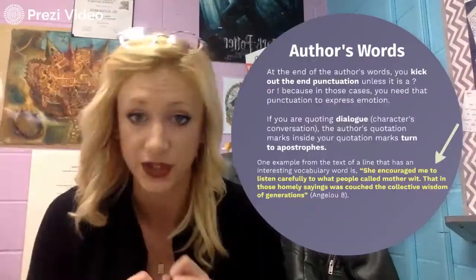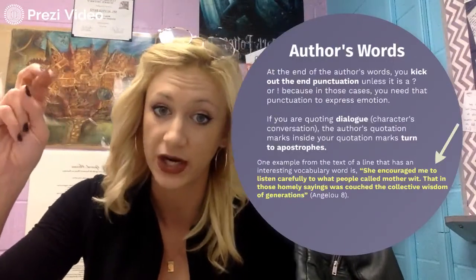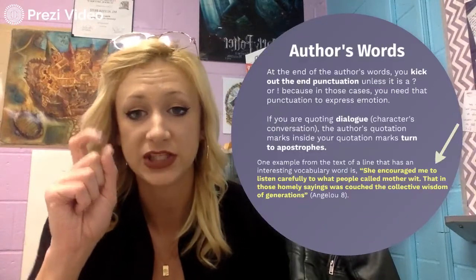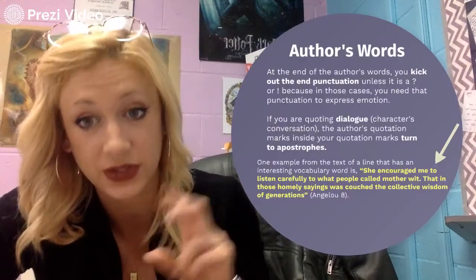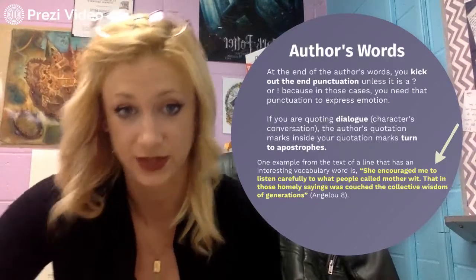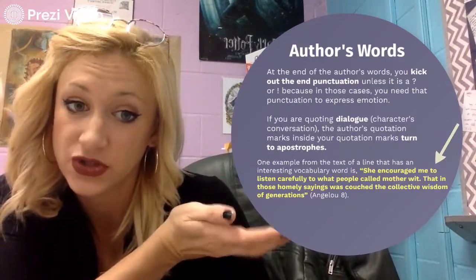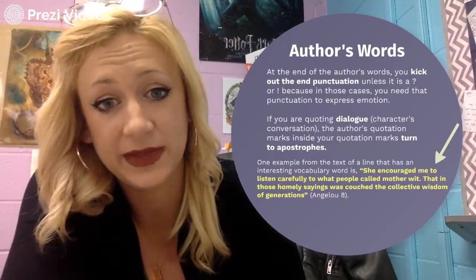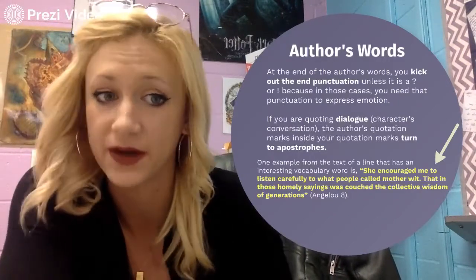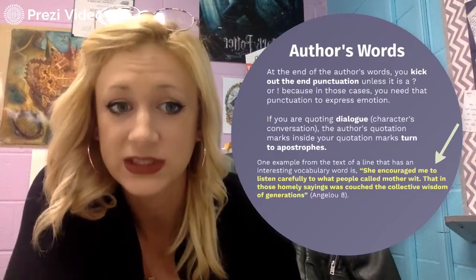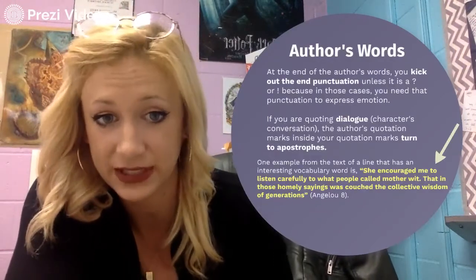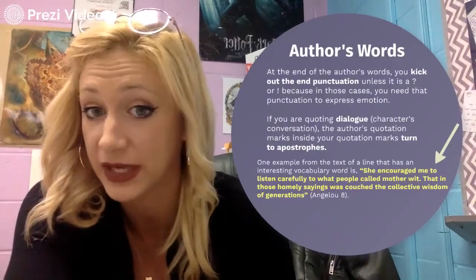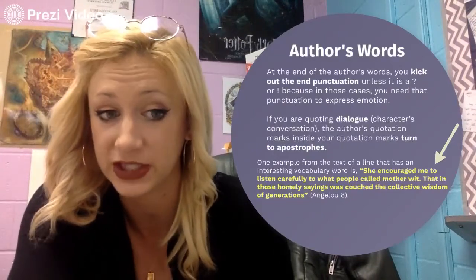So when you have dialogue, you'll have your beginning quotation mark, and anytime you see a quotation mark inside, you're going to turn it to an apostrophe. When you get to the very end of your quote, you will still end with your quotation marks. This is how you'll drop in author's words. Here's an example. Quotation mark, She encouraged me to listen carefully to what people called mother wit, that in those homely sayings was couched the collective wisdom of generations. Notice after generations, I kicked out the period, and I ended with my end quotation mark.